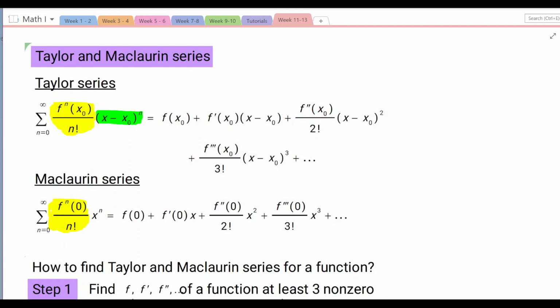So as you can see here, in the Maclaurin series the function is basically x to the n, whereas in the Taylor series it is x minus a center value raised to the power of n, whereas in the Maclaurin series it is x minus 0. Because the center is 0, it's just x to the power of n.